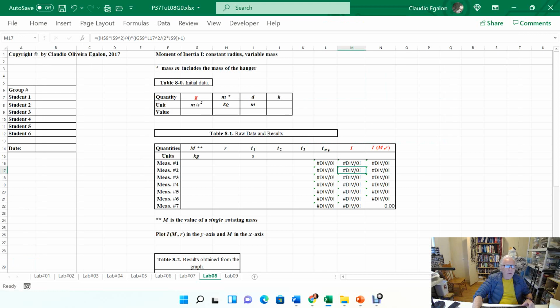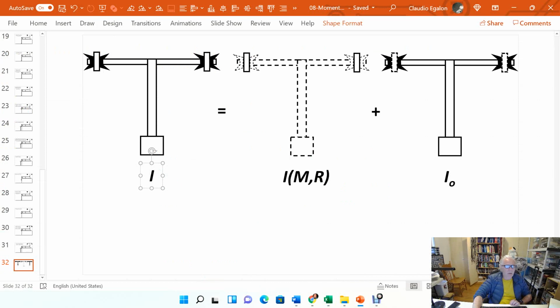We calculated it from that equation that you saw, right? I naught is the I calculated for rotating mass 0. So that's my I naught here, and that's my I. And here is my IMR. This is the one that should be close to MR squared. Okay? So here we go. You see that? Everyone here is I minus I naught. I minus I naught.